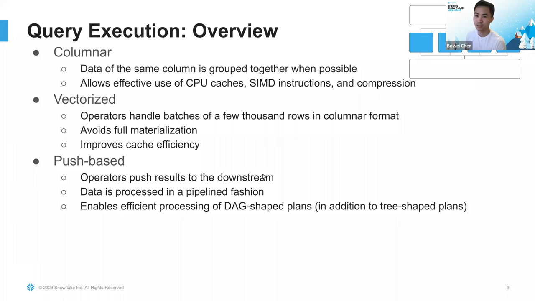And we also use a push-based execution model, which means that operators push results to the downstream as opposed to pulling results from the upstream operators. So data is also processed in a pipeline fashion, meaning that the control flow transfers in a way that it always tries to send data to the downstream whenever possible without materializing everything. And this enables the efficient processing of DAG-shaped plans in addition to tree-shaped plans, because, for example, in a DAG-shaped plan, you can have a split. And then with the push-based query execution model, you can just transfer the data to each branch of the downstream, which can be done relatively easily.